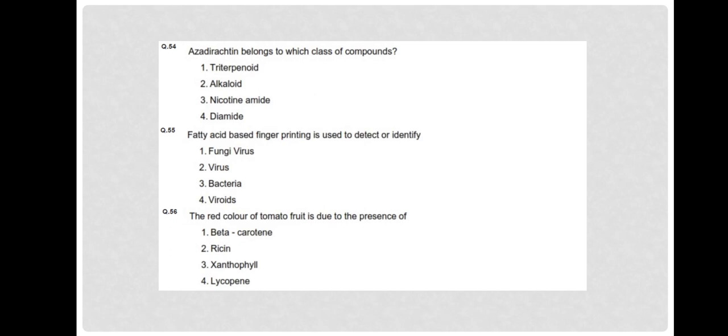The next question is question number 54. Azadirachtin belongs to which class of compound? So the answer is triterpenoid. This is a compound that is extracted from neem seed. This is a very useful chemical or compound which is helpful for insect control. It works as stomach poison. Okay. And it also acts as repellent and feeding deterrent also because of the bitter taste.